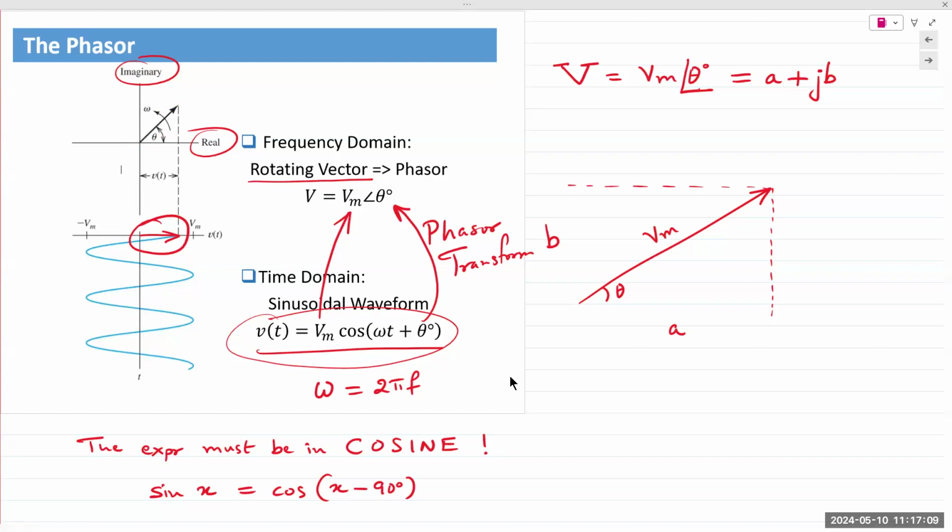So if you have a current or voltage, sine of 200 pi t, if you want to write it as a phasor, you have to subtract 90 degrees from that expression. If there is a phase angle in there, like say plus 30, then you subtract 90 degrees from there. If a phase angle is not there, it means it's 0, then it's simply minus 90. And we will see that in the examples going forward. But this is an important note to keep in mind. The expression must be in cosine.